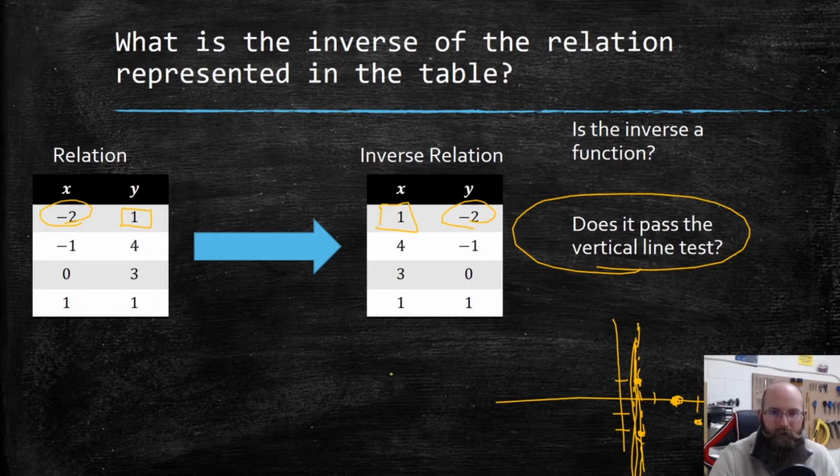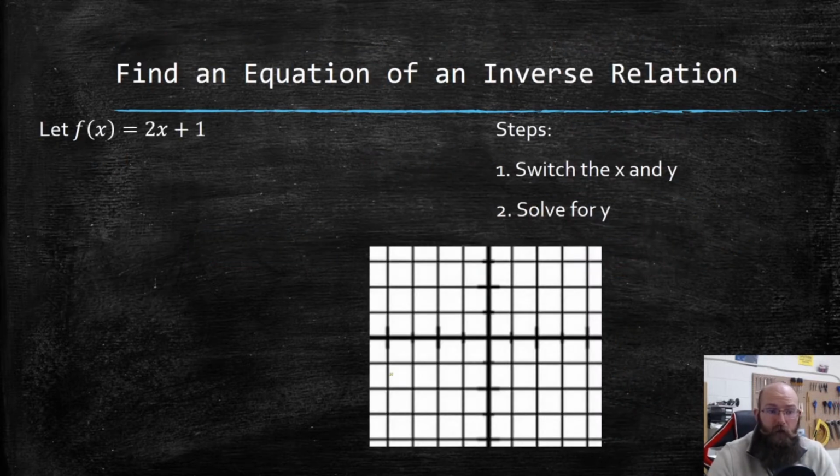Let's go into our next example. So find an equation of an inverse relation. Here, we actually have it as a function. So let's graph this function real quick. We go up 1, and then we go up 2 over 1, because that's what my slope says, right? That also then means down 2 to the left 1. So I have this line right here.